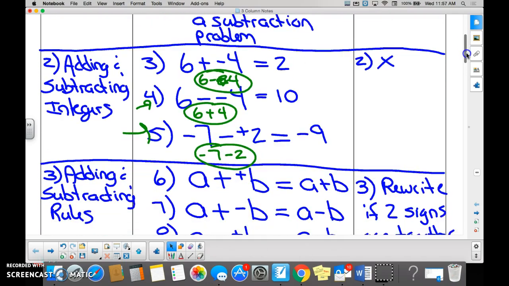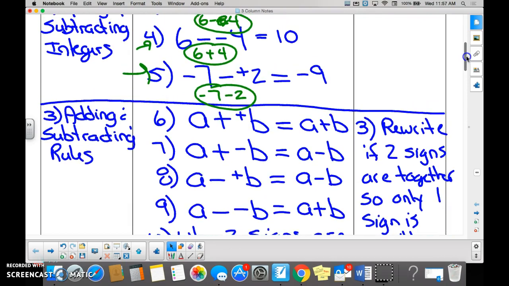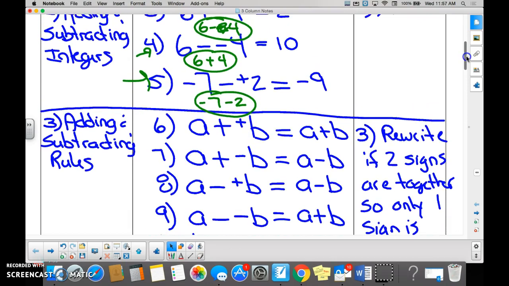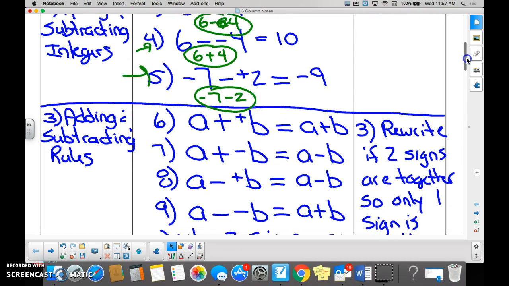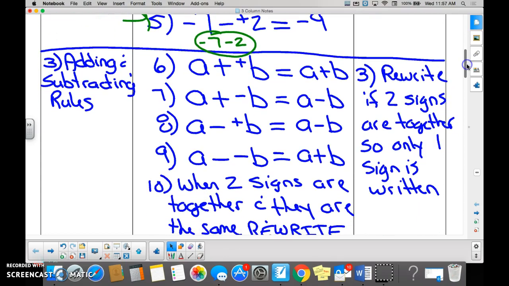And then we went down here to number 3, and you saw the rules. And you're already like, wow, there's a lot of letters there for math, right? This is algebra, so, yeah. And we talked about, and I need you guys to tell me this, when you add a positive, you rewrite it as an addition problem, right? When you add a negative, you rewrite it as what kind of problem? A negative or a subtraction problem.